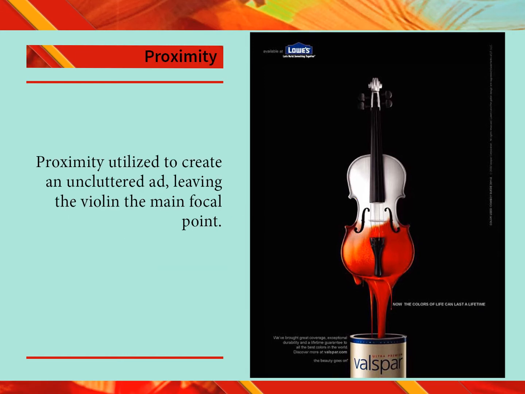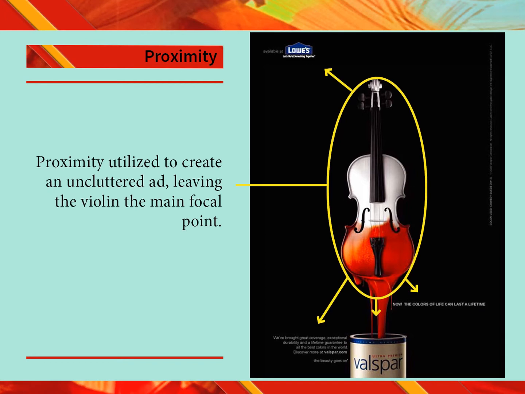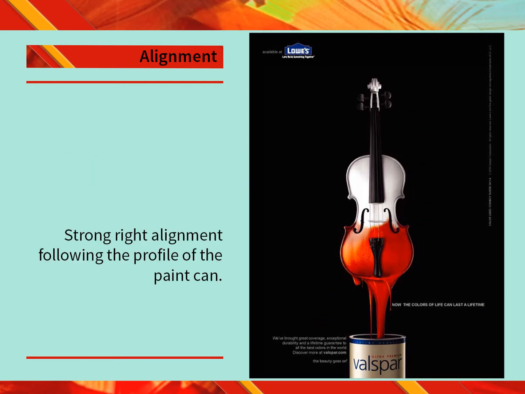The second design element is proximity. In this ad, proximity produces a well-organized and uncluttered ad by placing the violin in the center of the page, with the rest of the objects and typography arranged around the outside of the ad. The typography and other images are also on a smaller scale. These aspects of proximity help leave the focus on the violin in the center of the page.